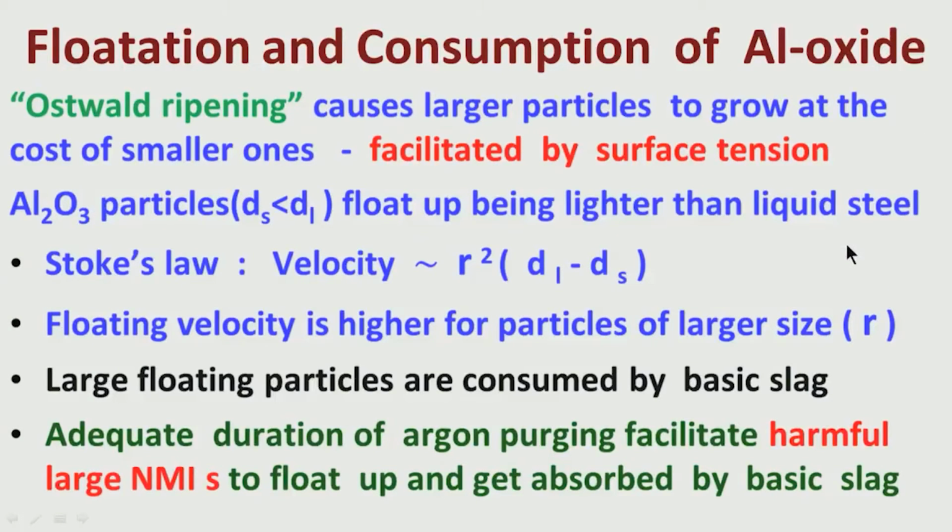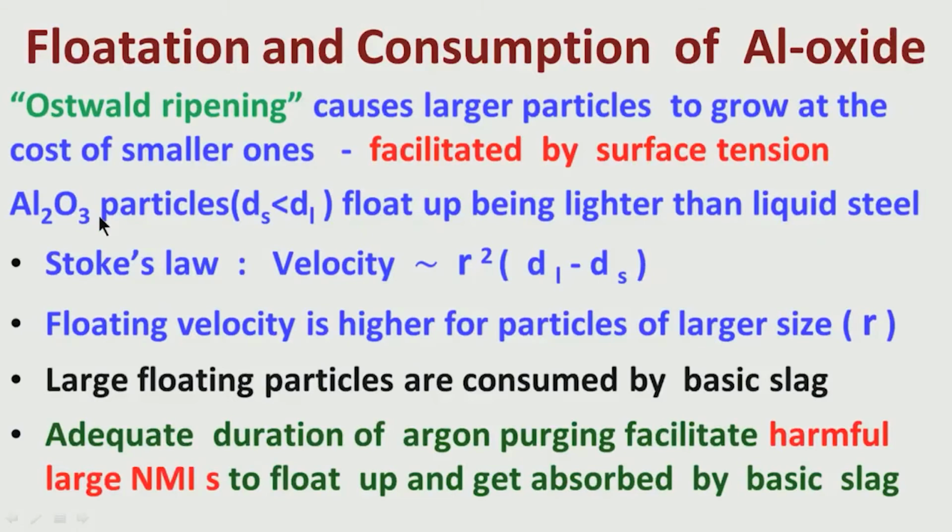Now, I have told you these alumina inclusions are forming fast. Now, they are trying to combine with each other. Why? It is called Ostwald ripening. This causes larger particles to grow at the cost of smaller ones, because the smaller ones have more surface area compared to the bigger ones. So, if the smaller ones combine to become a larger one, the surface area decreases. So, it is called Ostwald ripening. That means, from the energy point of view, this is favored. So, smaller particles will combine and bigger particles will form.